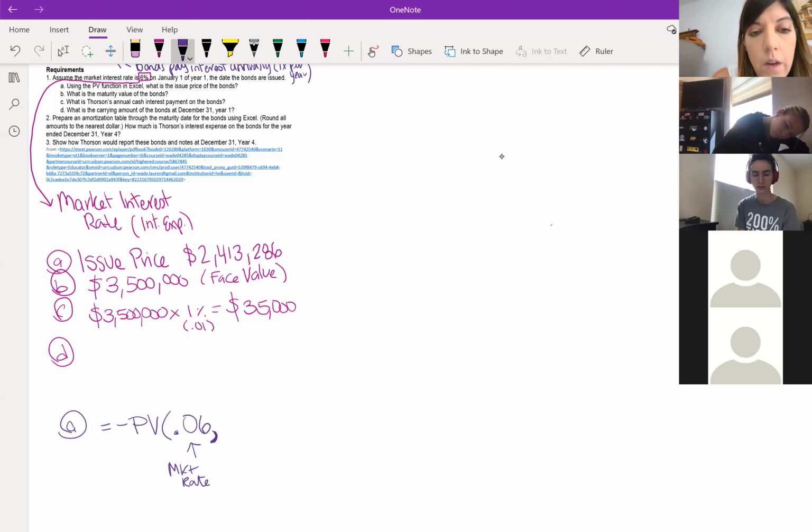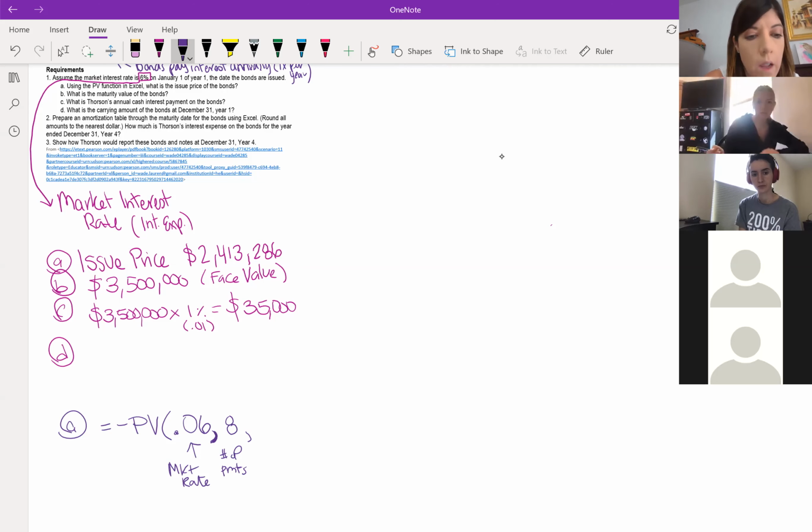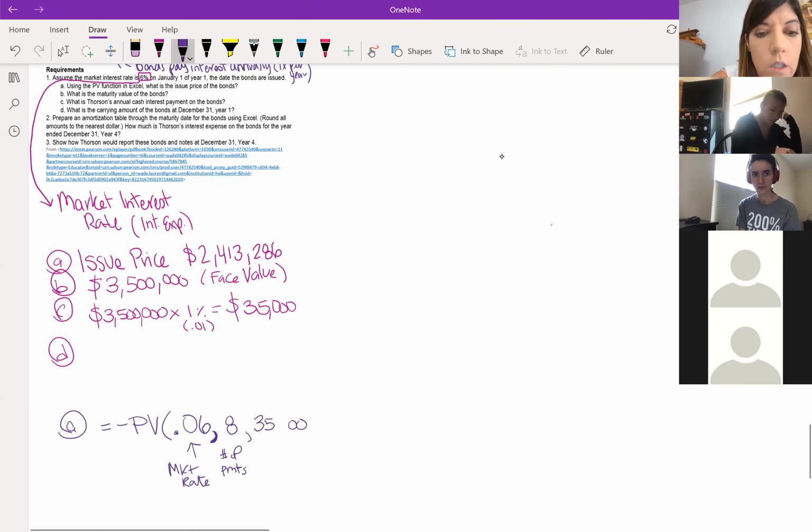The second number that you're using is the term, or the number of payments. It's an 8-year term, so 8 years times 1 payment a year, 8. The third number that you're using is the amount of annual interest, the annual interest paid, or the amount paid each payment date.